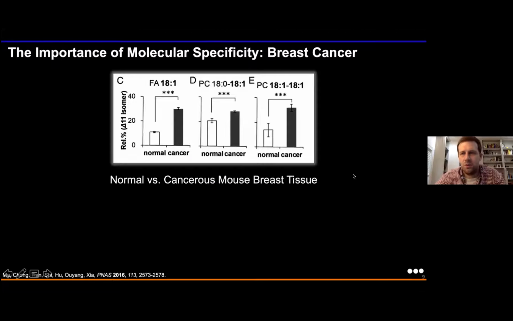So why is this important? Why do we need this level of molecular specificity? Well, as this group can certainly appreciate, this can have a profound effect on whatever application it is that you're studying. So the Shah group recently published an example where they were looking at fatty acid 18:1 and the distribution of this fatty acid in normal and cancerous mouse breast tissue.